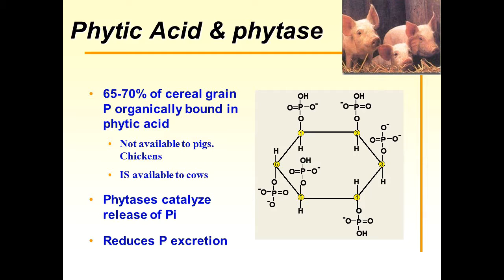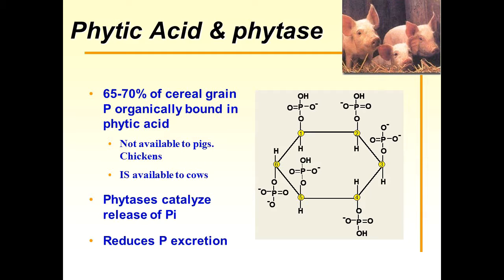Phytase catalyzes the breakdown of this compound, releasing the phosphorus and making it available to the animal. With the use of this enzyme phytase, or with grains that have been bred to have a low phytic acid content, the phosphorus in the grain is more available to the animal. We can reduce the phosphorus content of the manure.